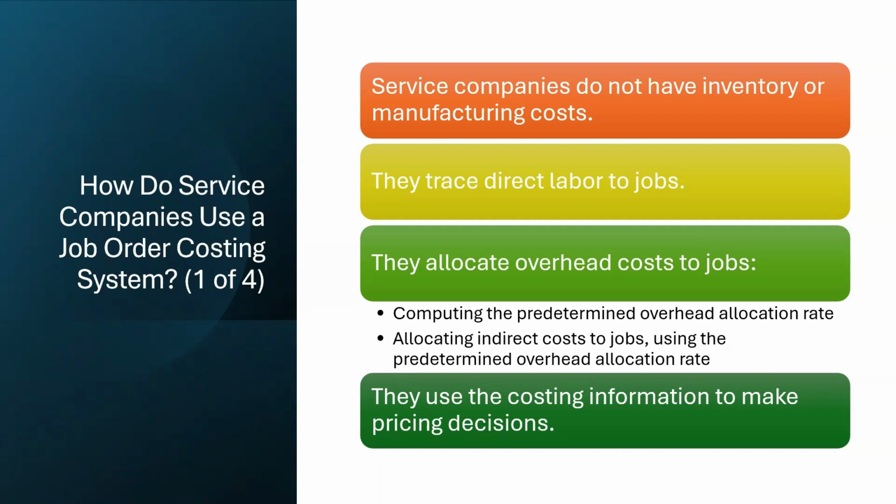So the predetermined overhead allocation rate is calculated using an allocation base such as direct labor hours. The formula is the same as before. You have estimated indirect costs divided by estimated direct labor hours equals predetermined overhead allocation rate. So this rate is used to apply indirect costs to each job based on the actual direct hours used on the job.